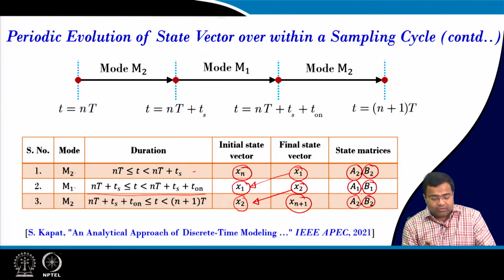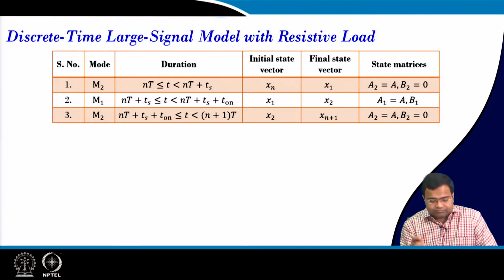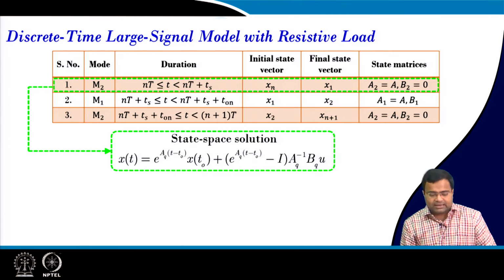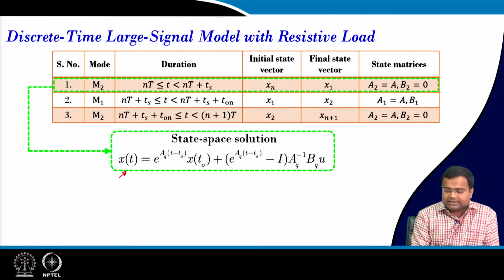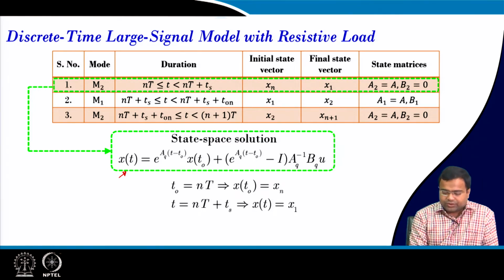So, in that way you will get details about this. There are different books also, you can refer to this paper. So, here we want to get the complete state. We know the state space solution for each mode. So, for this state it starts with X1. So, you substitute here, what is the T0?